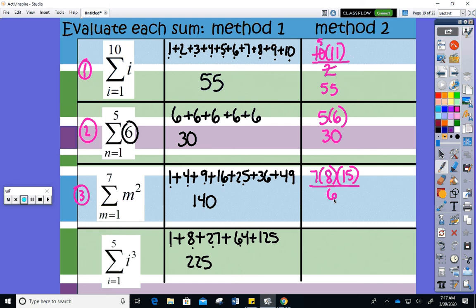So I'm putting that on my calculator. 7 times 8 is 56 times 15, all divided by 6 on my calculator. And sure enough, I'm getting 140. So I'm double checking where I listed and added manually.